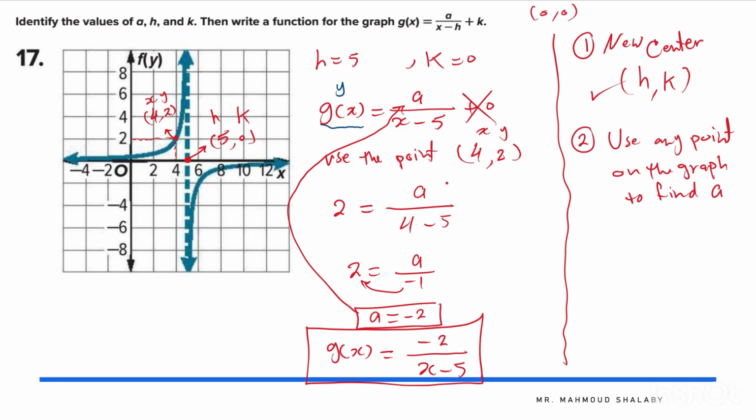Okay? We find the new center, then we use a point on the grid to replace x and y to find the value of a. Then the last step here is to substitute h, k, and a, and write the function.